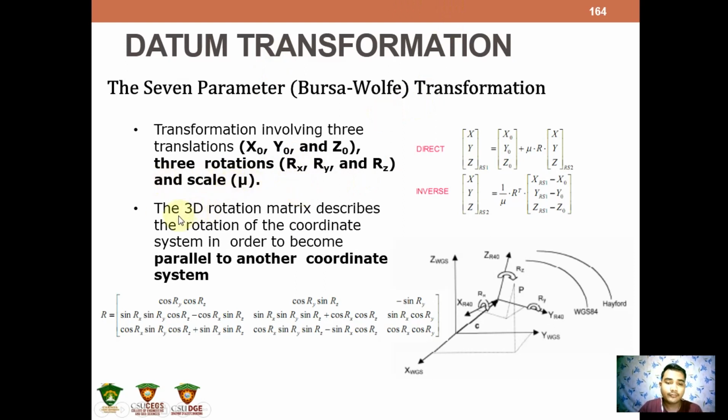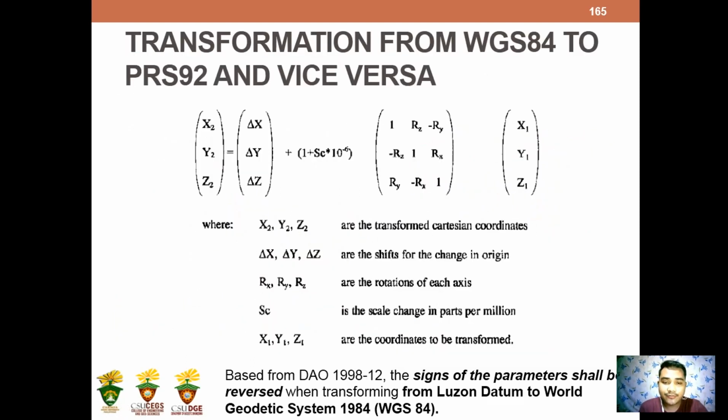The 3D rotation matrix describes the rotation of the coordinate system in order to become parallel to one another coordinate system. This is called the direct transformation, and there is also the inverse. So, these are now the formula for transformation from WGS 84 to PRS 92. This was based from the DAO 1998-12. The earlier formula comes from here.